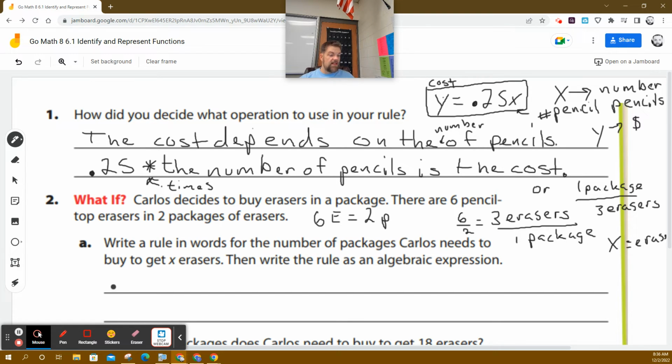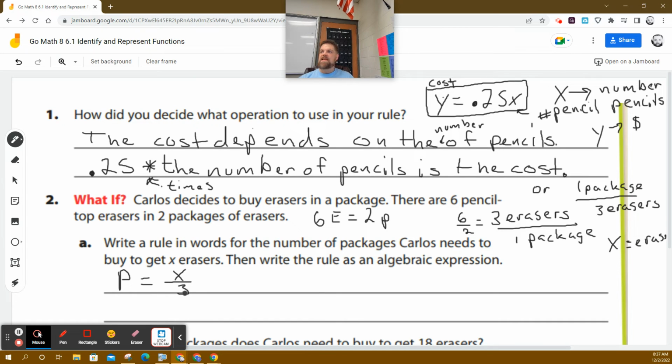So you could write it like this. P, the number of packages, is equal to how many erasers he needs divided by what? No, we're trying to figure out how many packages he needs. Yeah, divided by 3. Okay?